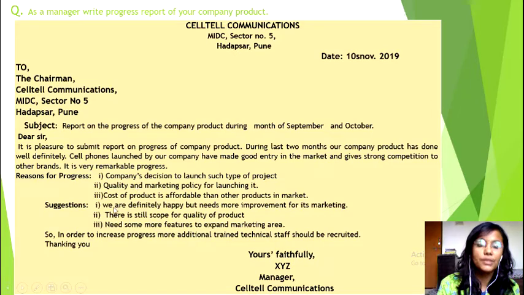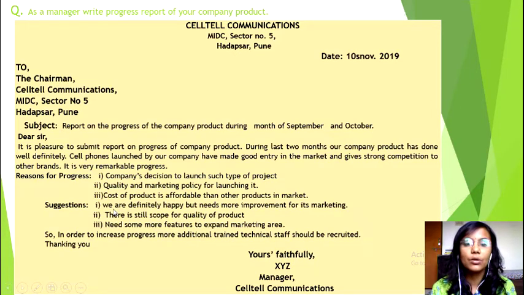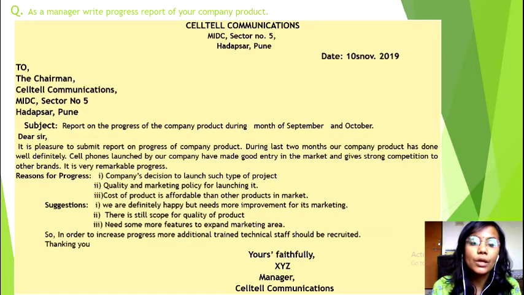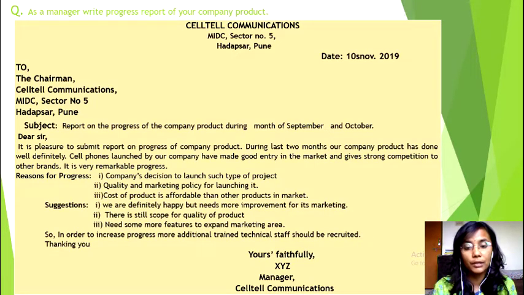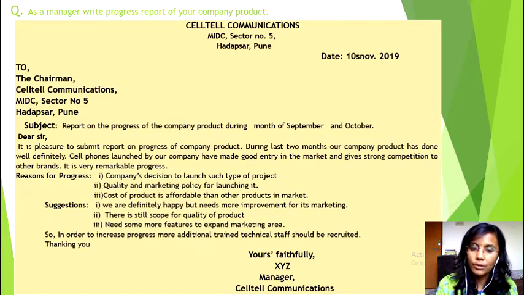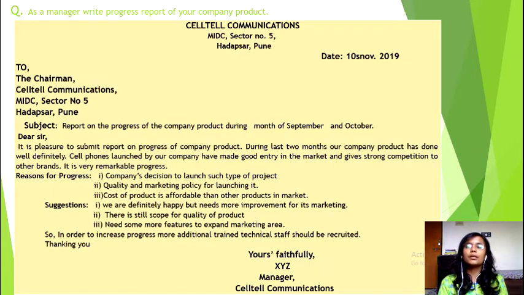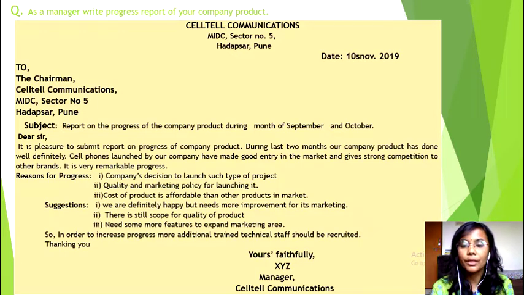And the suggestions means still you need to progress. This is not the satisfactory information, then you have to proceed, you have to progress in the future also. That's why here we have given 3 suggestions. First, we are definitely happy but it needs more improvement for its marketing. Then there is still scope for quality of product, and we need some more features to expand the marketing area. So in order to increase the progress, more additional trained technical staff should be recruited. Thanking you. And this is from your manager, name of manager, Celltel Communications.